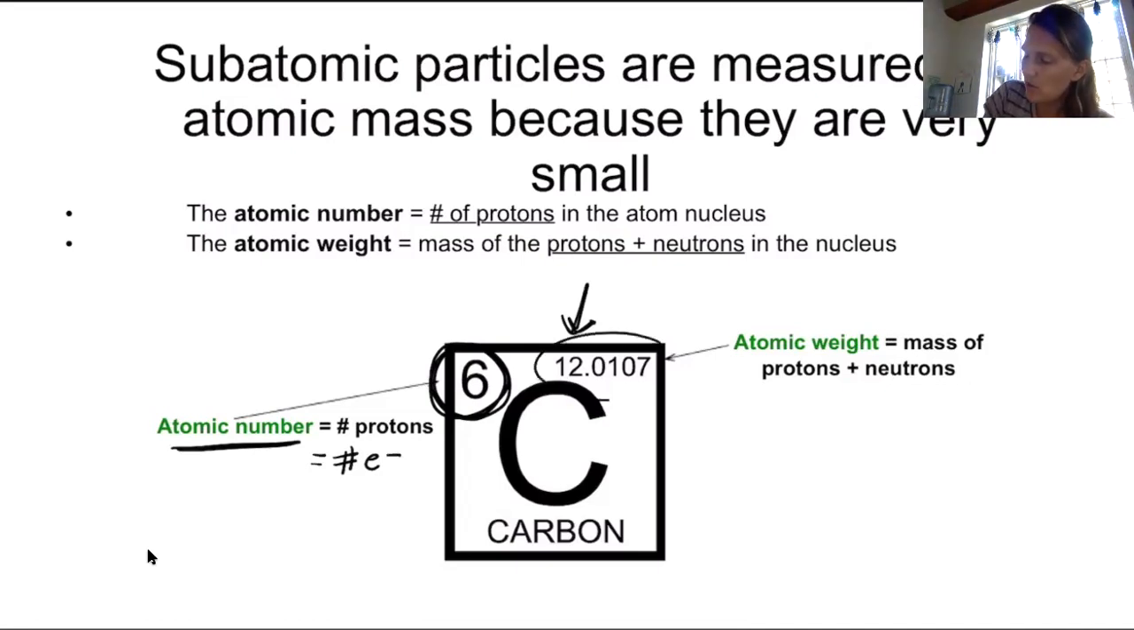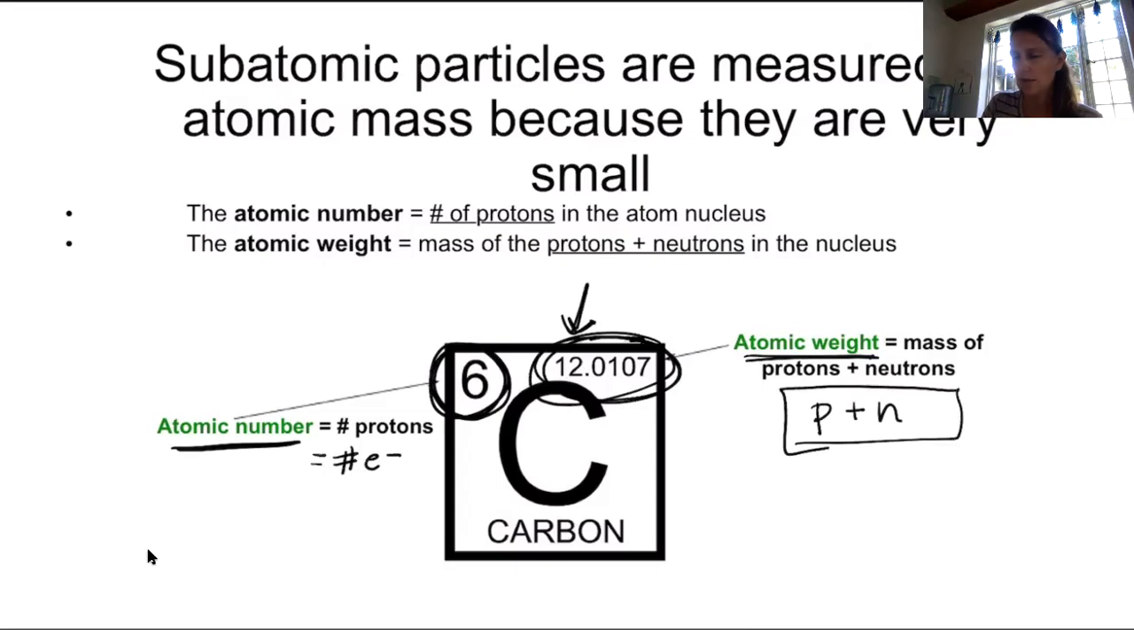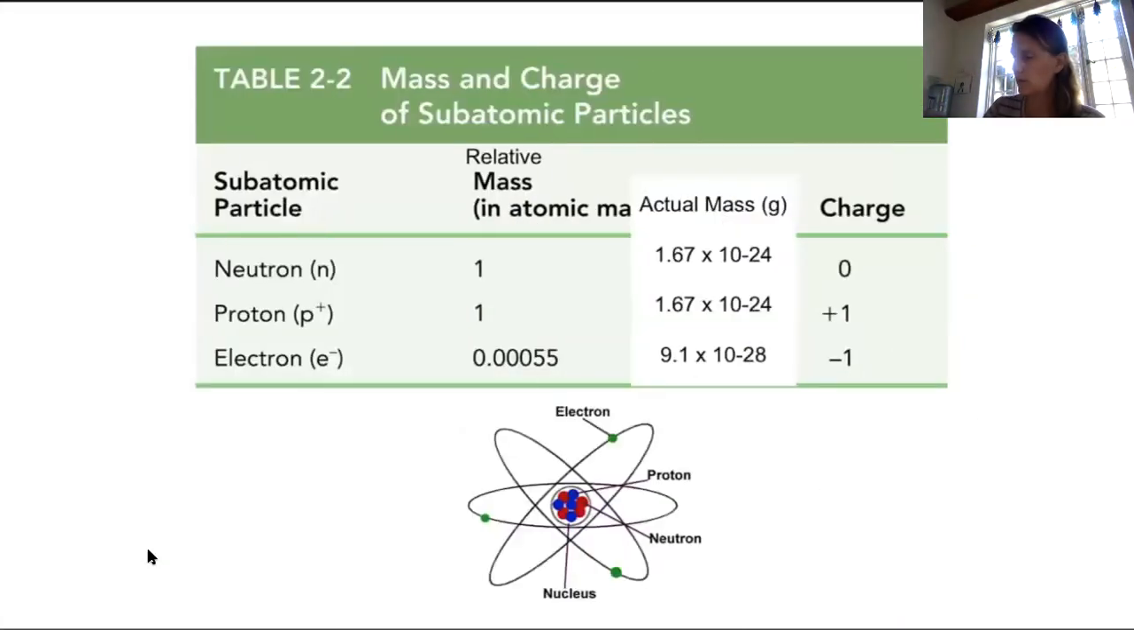Then this number that usually has a lot of the weird decimals at the end indicates the atomic weight. This is the mass of protons plus neutrons, right? Within the nucleus. So protons plus neutrons. So you have to be able to know those, right?